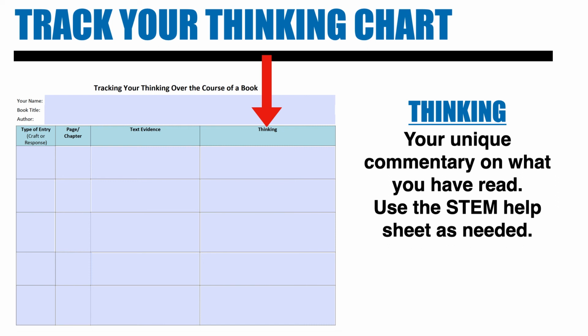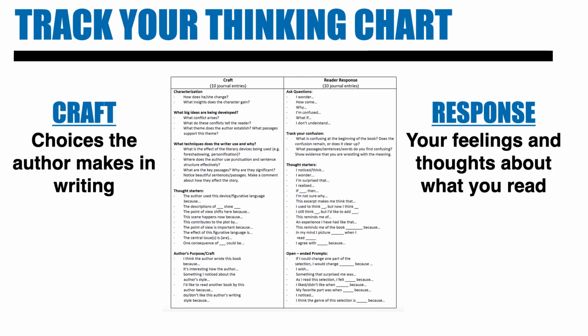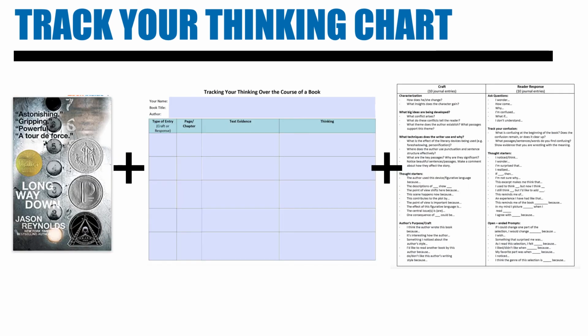It's okay to make inferences or guesses as to why authors did the things they did. There is a help chart that you can download from the Canvas assignment that gives you some sentence starters or stems that you can use in this thinking field. If you need help, choose a sentence starter from either the craft or the response column, depending on the kind of entry that you're making. These tools, combined with your interesting book of choice, will help you get the most out of your reading.